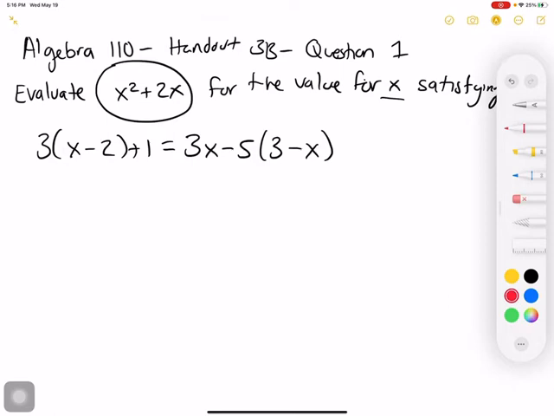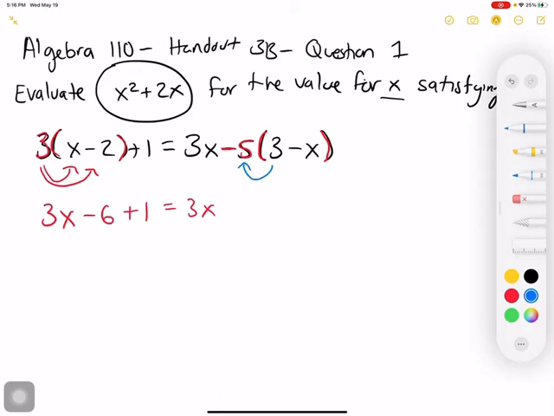The first thing I'm going to do is try to remove the parentheses. I'm going to take whatever is in front of those parentheses in order to get rid of them. The first one is a 3, so I'm going to multiply 3 times every single term inside the parentheses. So 3 times x, and then 3 times negative 2, that's negative 6, plus 1 equals 3x.